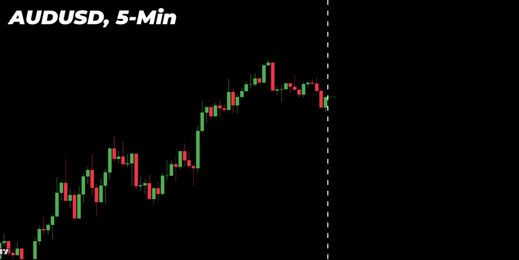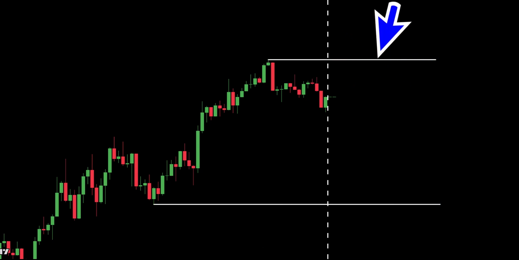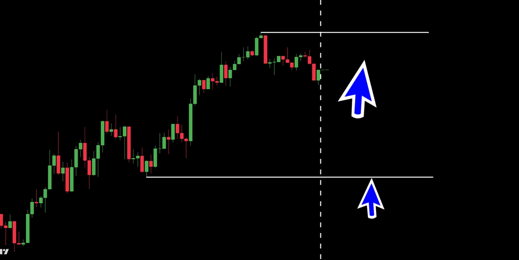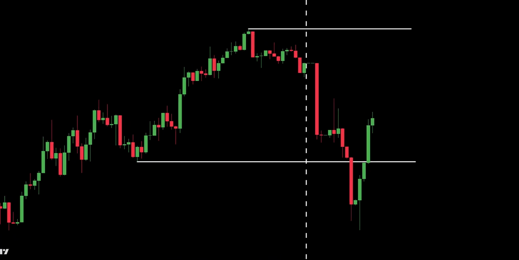Step 1. Mark the day's high and low before the New York session opens. At the top, we mark the highest price during the Asian session, and at the bottom, we mark the lowest price reached so far. As the New York session begins, price makes a sharp move below the day's low, but quickly rebounds back into the range. This is our first clue, a classic liquidity grab.